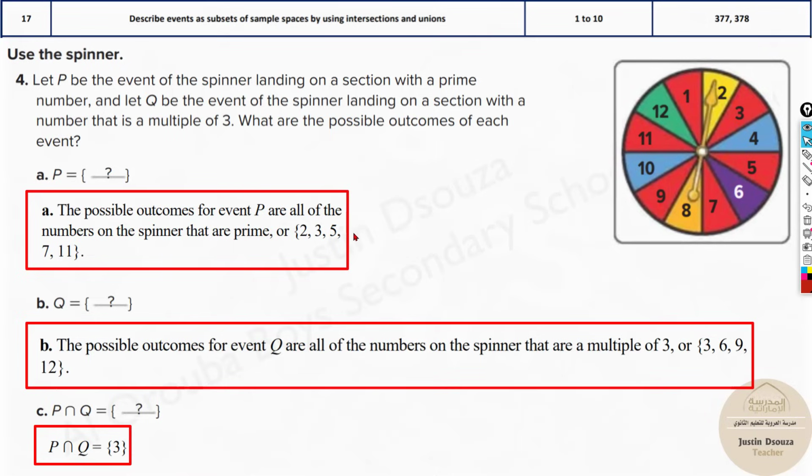See, why 6 is not a prime? Because you can divide 6 by 3. Answer is 2. You're getting a whole number. So it's not a prime. And over here, multiples of 3: 3, 6, 9, 12. And find the common numbers.